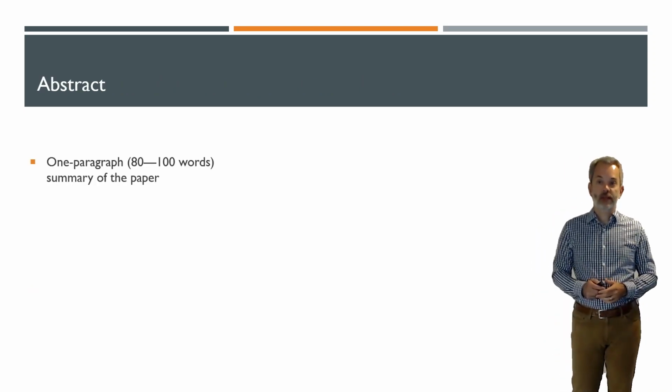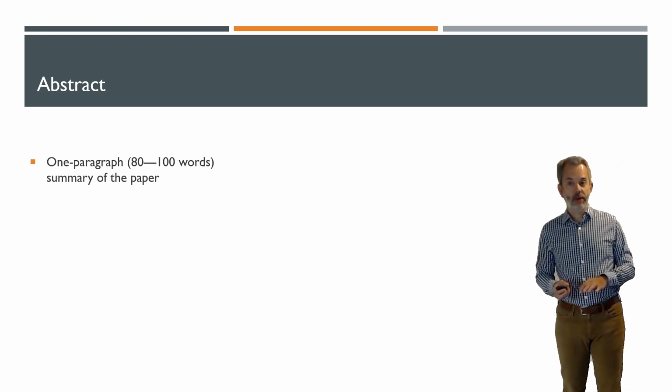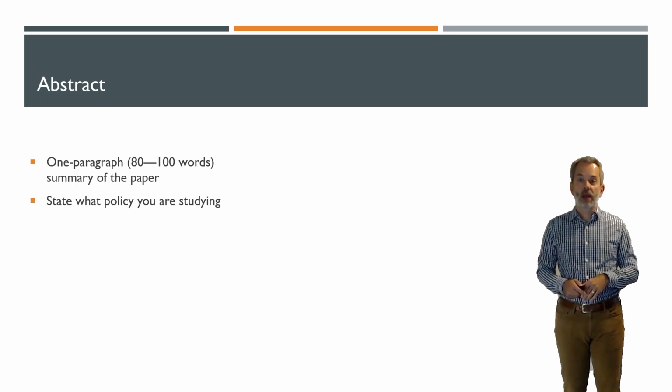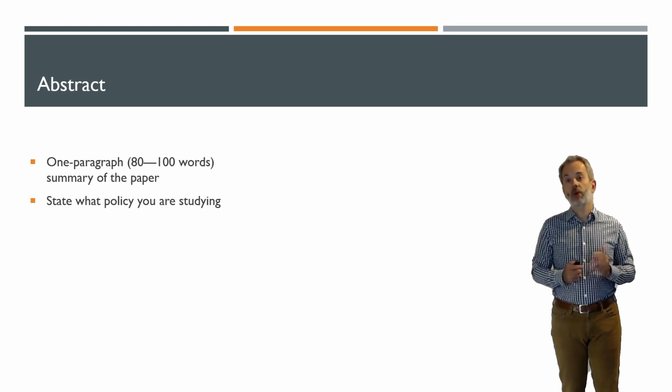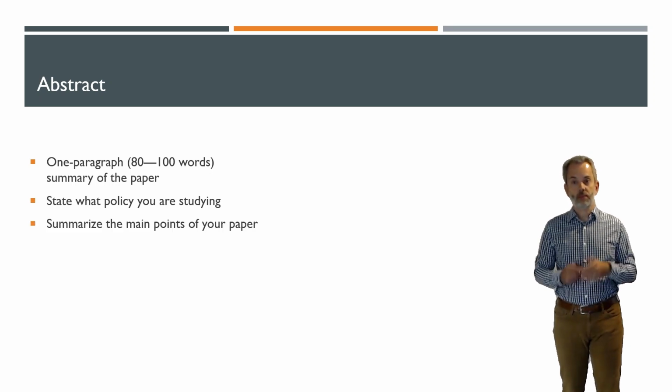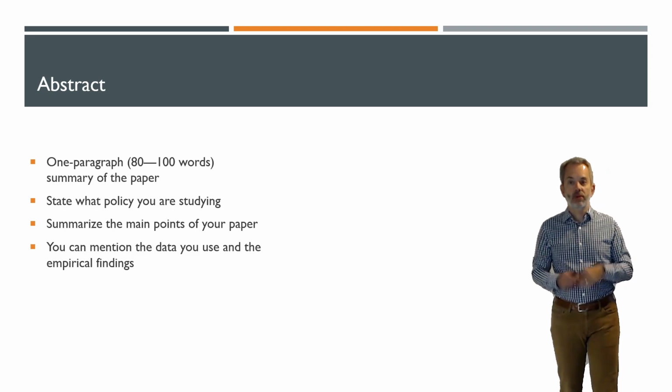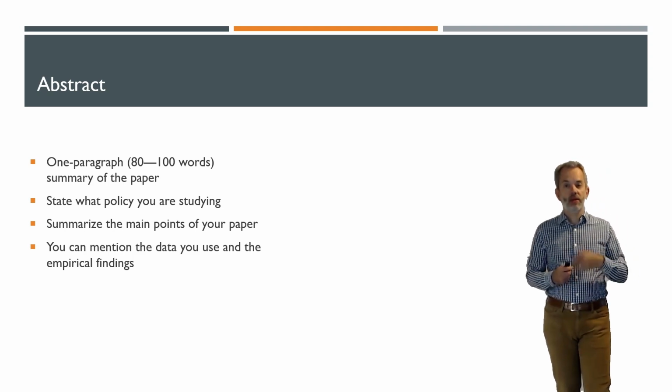The abstract is typically a one paragraph, so around 80 to 100 words, summary of the paper. In the summary, you're going to state what policy you're studying. You're going to summarize the main points of your paper. What were you setting out to do with the analysis that you're going to be discussing in the paper? You can mention the data you use and the empirical findings.